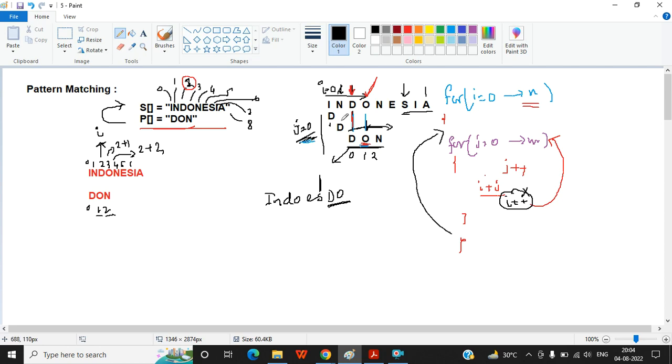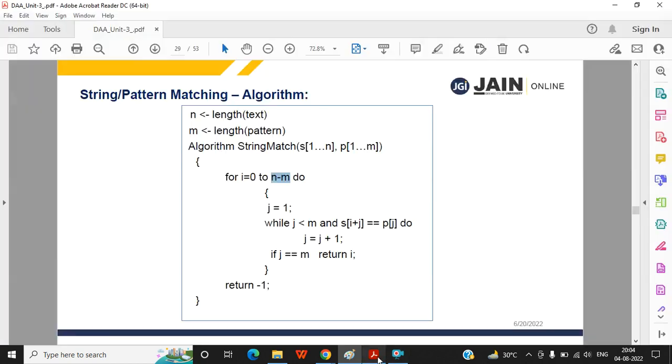So that's why this loop, since we are here writing from 0 to n, we are considering till n minus m. We can reduce this to n minus m, so the number of iterations will be lesser. That's why it is n minus m. Okay, no problem.